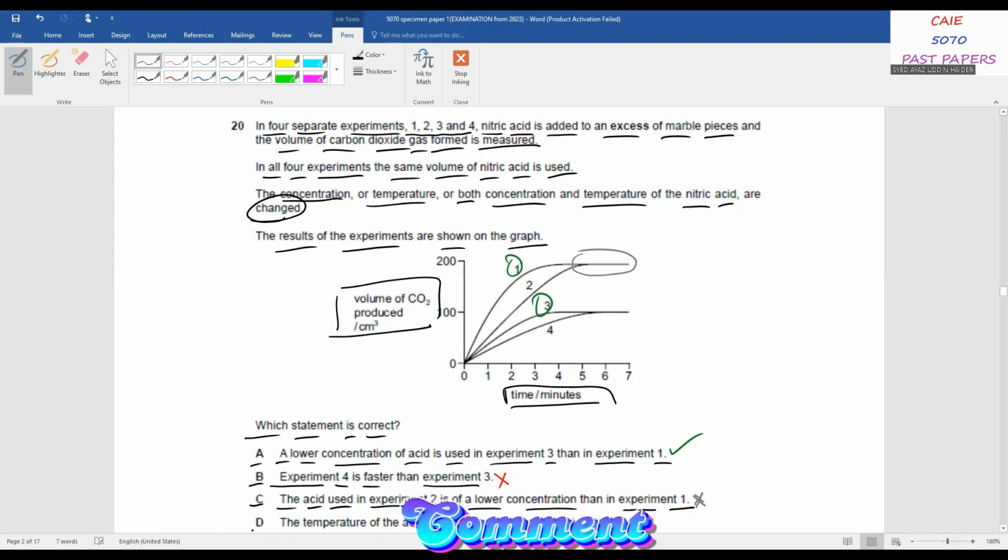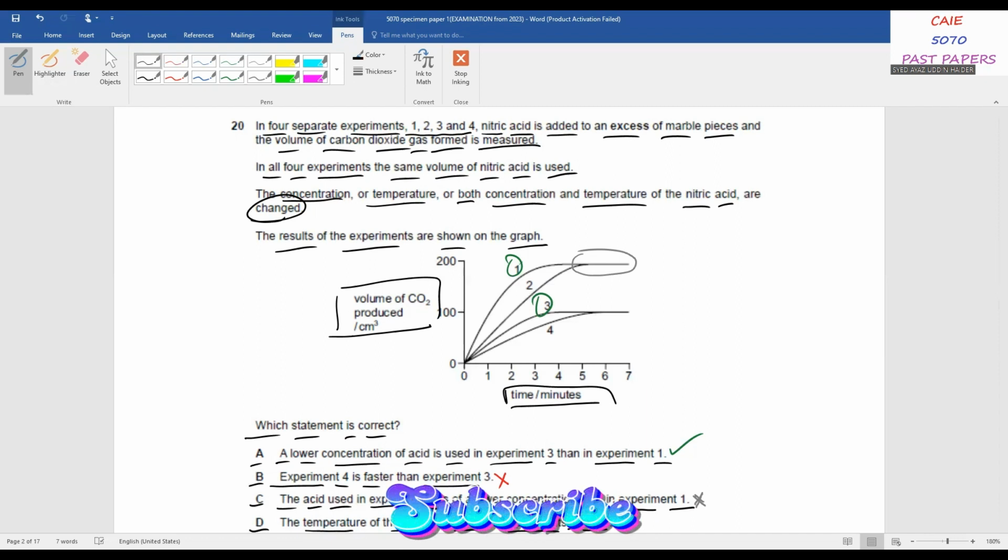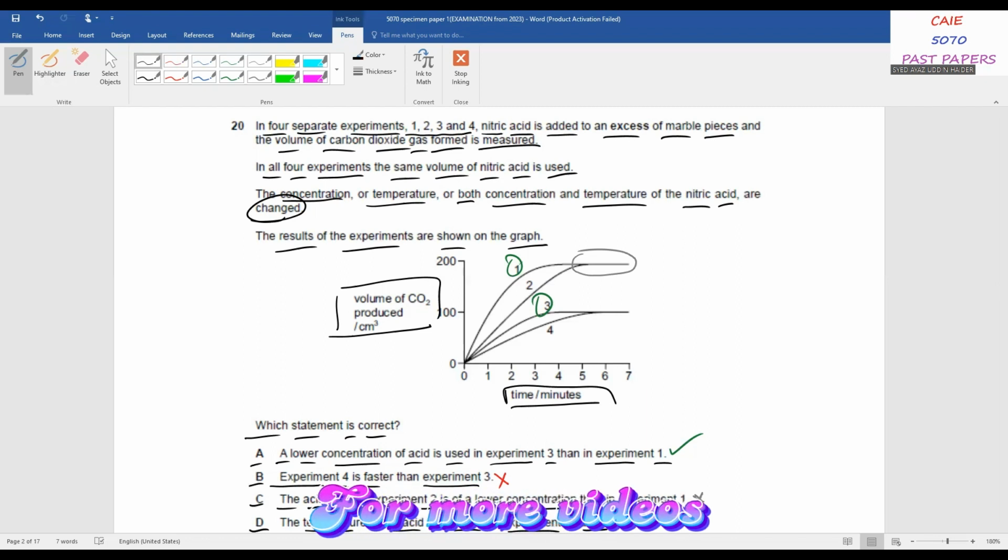Last choice, D. The temperature of the acid is the same in experiment 1 and 2. Experiment 1 and 2, if you look at this, the temperature can't be same because the line is starting and the slopes, both the slopes are different. One slope is steeper than for experiment 2. So this is again incorrect. We are left with A. This will be the right answer.